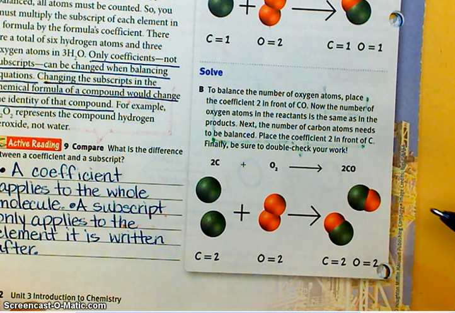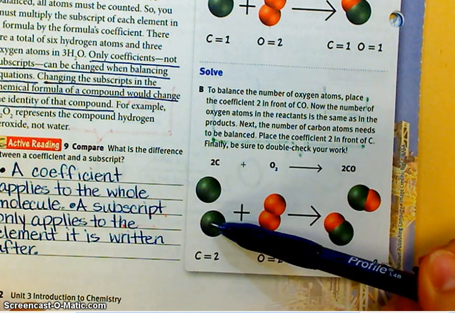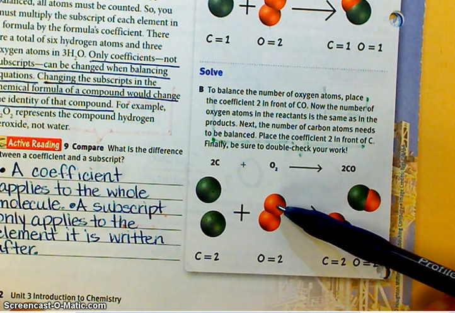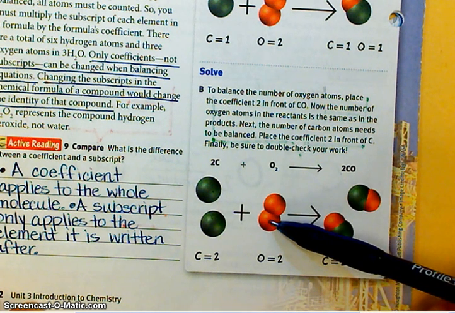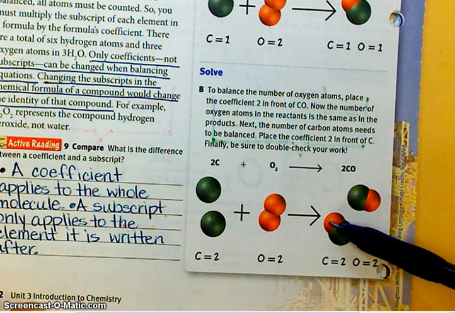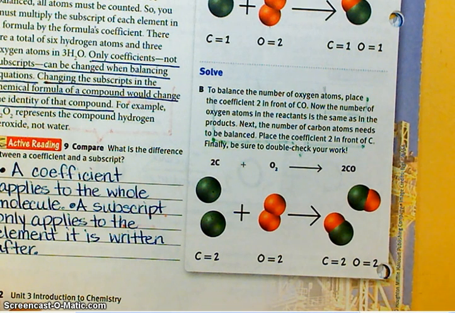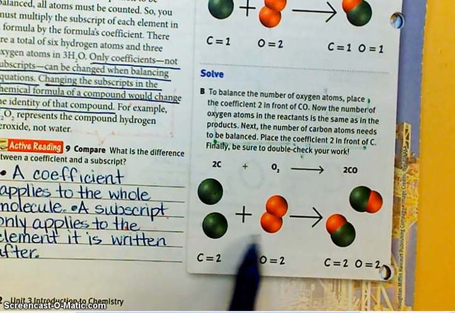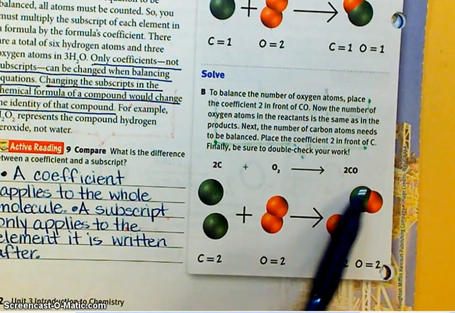Okay, so let's double check and make sure that we have the same number of everything on both sides. I have 2 carbons on the reactant side. I have 2 carbons on the product side. I have 2 atoms of oxygen on the reactant side, and I have 2 atoms of oxygen on the product side. So it is balanced. I have observed the law of conservation of mass. Nothing has been created or destroyed. I have the same amount of mass on the reactant side as I do on the product side.